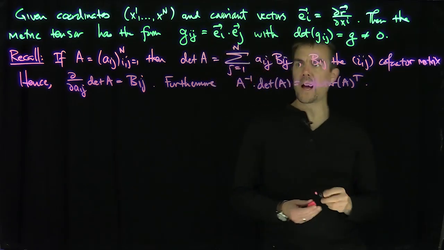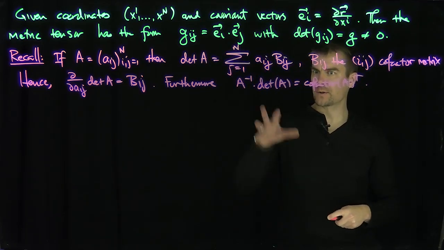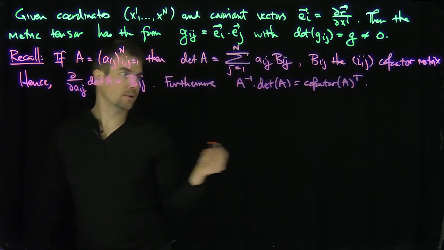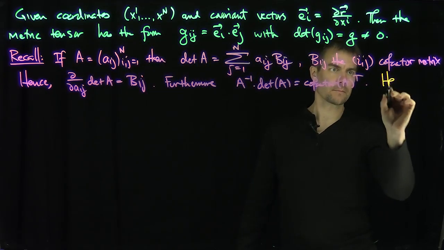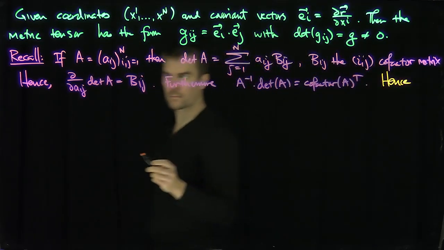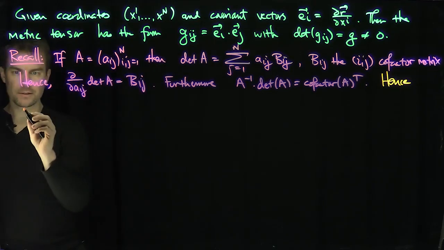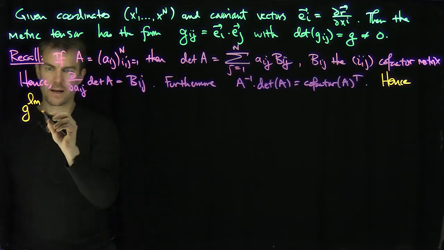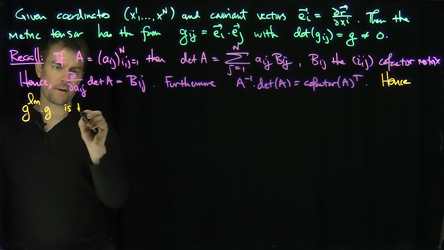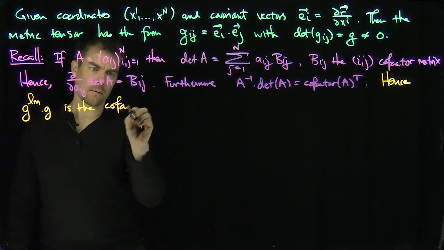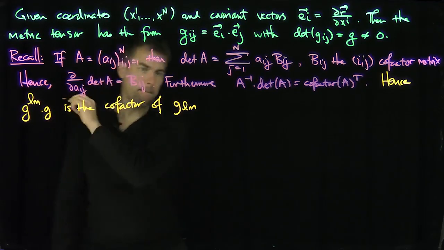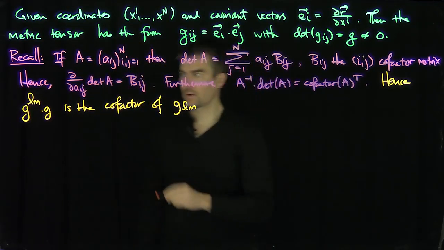Excellent. And so now we know what the inverse of our metric tensor is. I know what the determinant is, so let's write what this says in terms of the metric tensor. Hence, we know that g upper lm times g is the cofactor of g_lm, like that. Excellent.